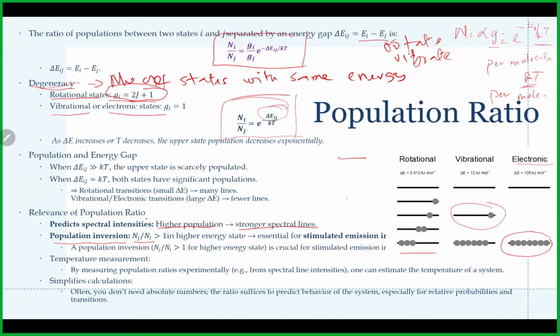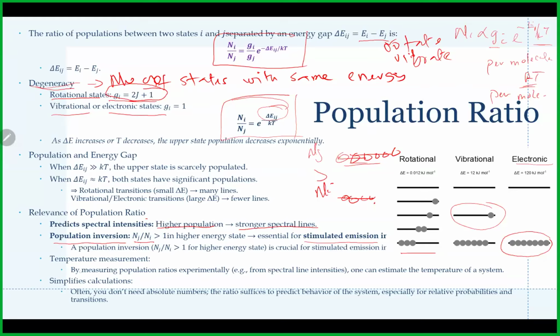So we have two states. We have 1, 2, 3, 4 here, and then you have 1, 2, 3, 4, 5, 6. So here NJ is greater than Ni. So this is a population inversion because we always expect the lower state to be populated. However, this population inversion is essential for stimulated emission, and it is the basis again of lasers and masers too.